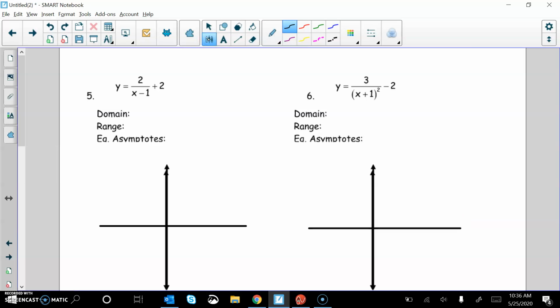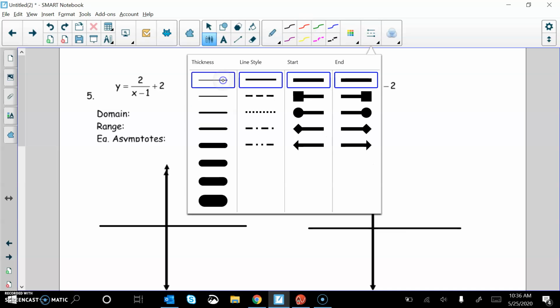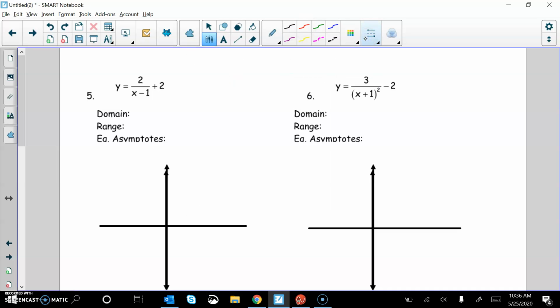All right, number 5, 2 over x minus 1 plus 2. So we have a few things occurring. We're going to go forward 1 unit, up 2 units. Dilation, a vertical dilation of 2. So again, our parent function is 1 over x, which looks like this. So we're going to go forward, up, and a dilation of 2.